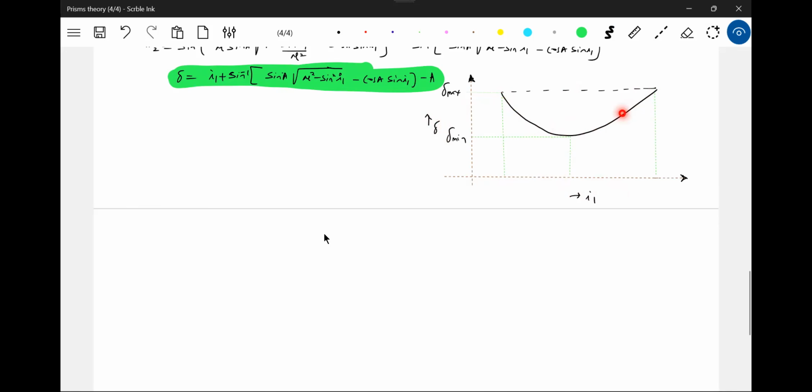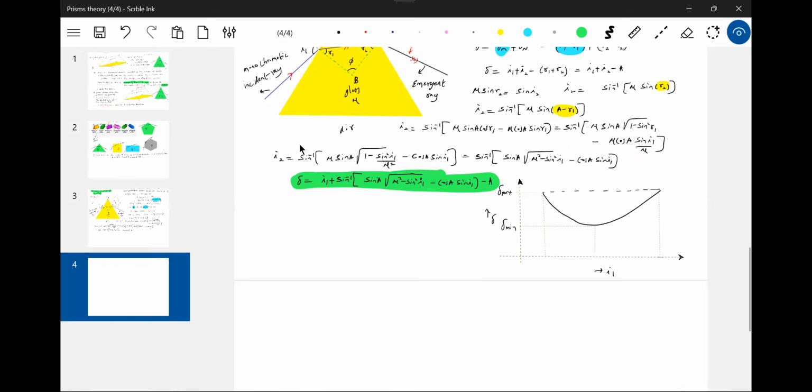It's not a symmetric curve. At one specific angle of incidence, the deviation will be minimum. And there are two angles at which the deviation will be maximum. So we have to calculate the expression for maximum deviation, minimum deviation, and at what angles the deviation will be maximum. That will be the next part of the discussion. So the complete description, I'll bring it.